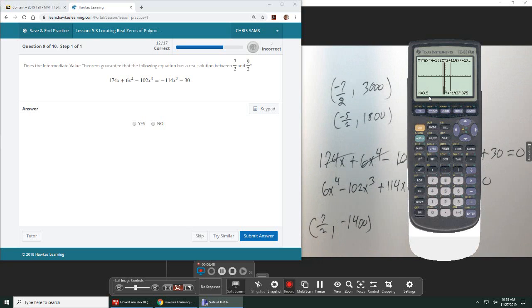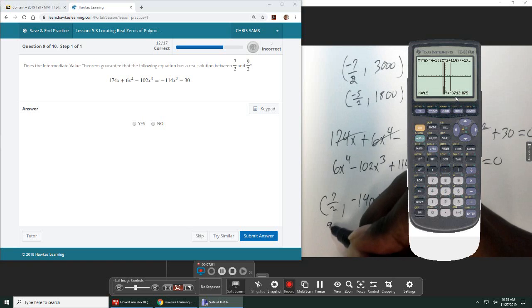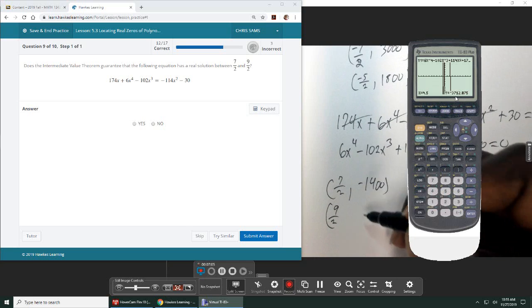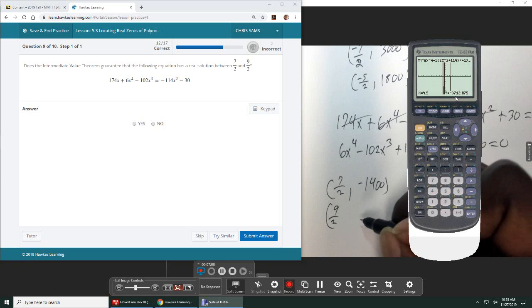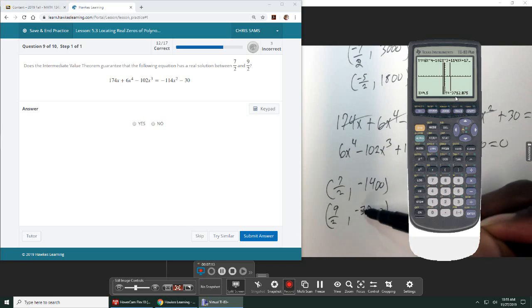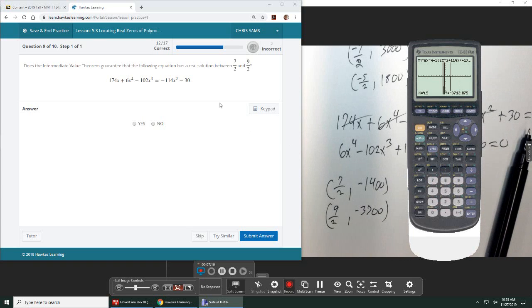The only thing I'm concerned with is the sign. Okay, and then I want to try 9 over 2. So now I'm going to do 9 divided by 2. I'm going to get this y value. This one is also still negative. Okay, so 9 over 2, that value is negative 3,700. And the number is not really all that important. The sign on the number is, however. And in this case, both of them are negative, so that means that they could both be below the x-axis and not necessarily crossing. So the intermediate value theorem does not guarantee a 0 on this one either. So we're going to say no.